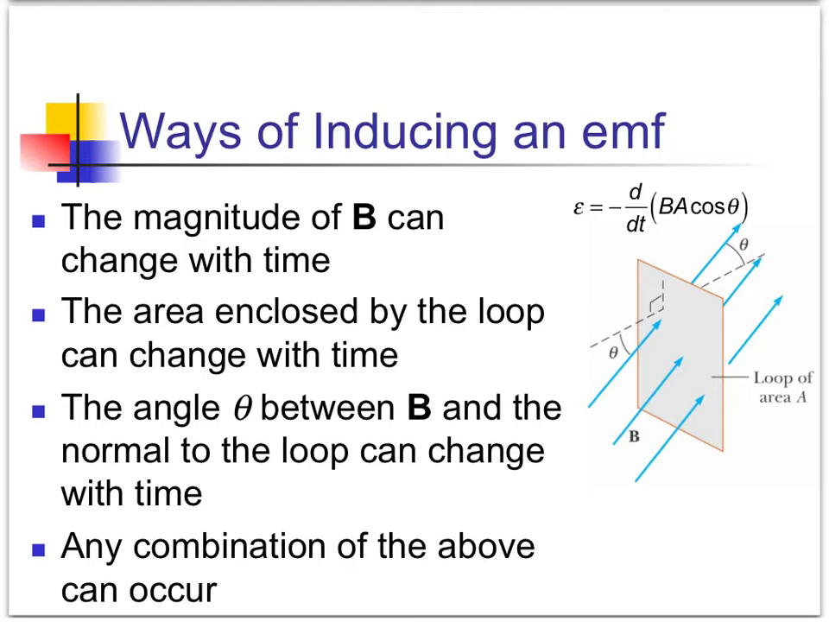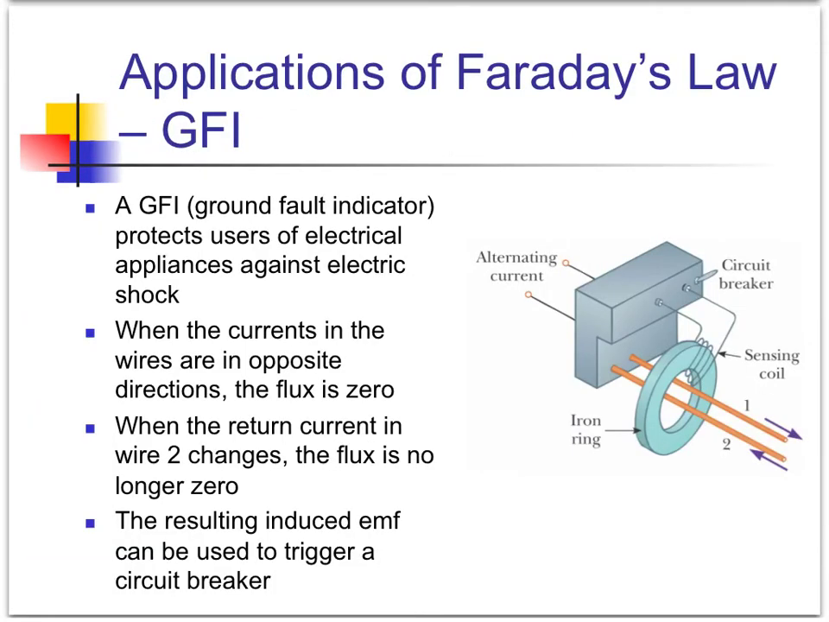Now there are many devices that use Faraday's law, and one that you see a lot in building code is called a GFI, or a ground fault indicator. It's designed to protect users who are using electrical appliances against electrical shock. The current code in the US says that there has to be a GFI in every bathroom, every kitchen, and every garage circuit. So, a GFI is used when I have an alternating current circuit.